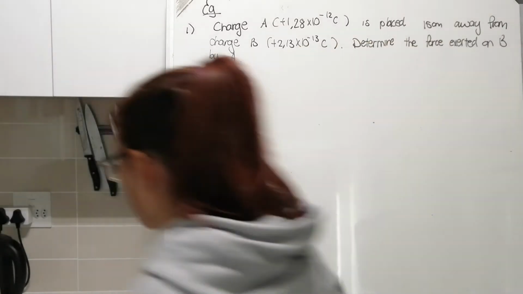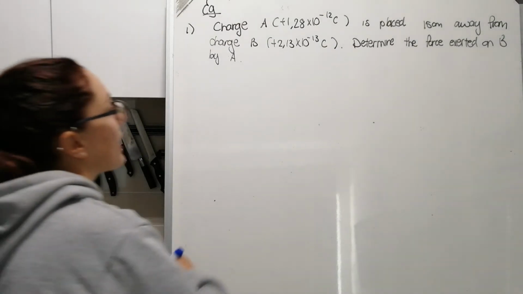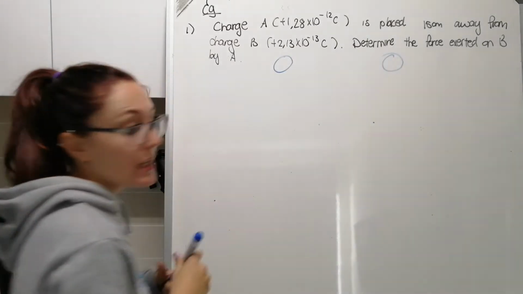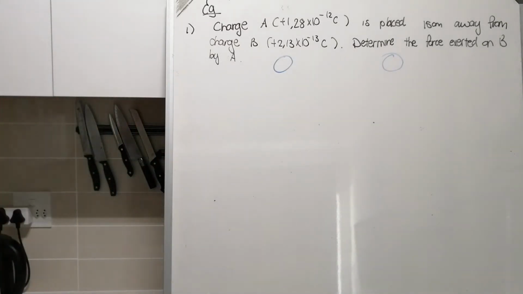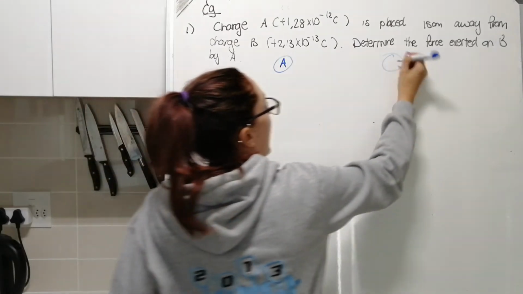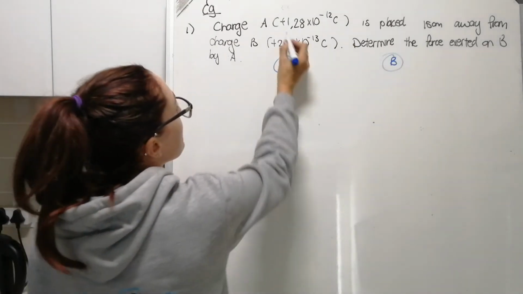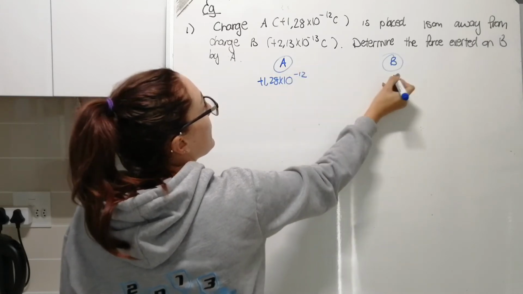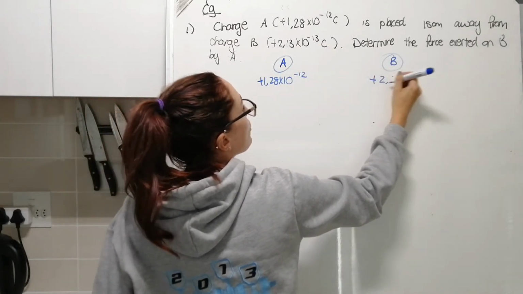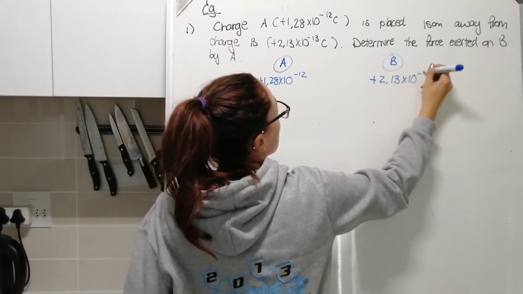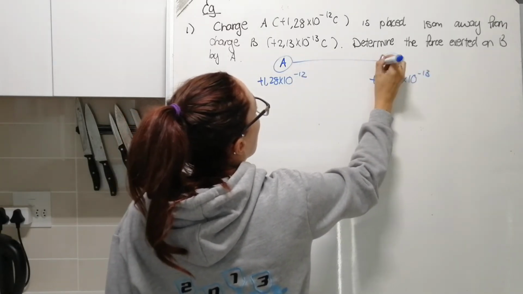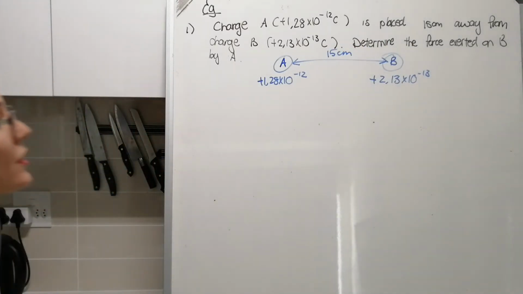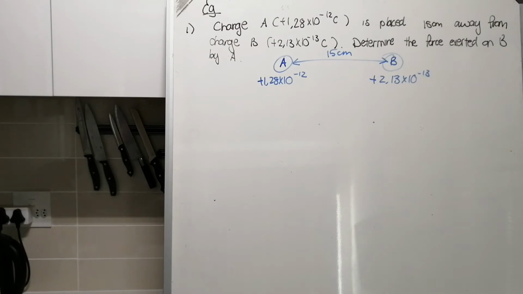So in your notes, I have not drawn a little diagram of it, but I'm going to draw it here because I am visual and it helps me to understand the question. So there's my A and B. A has a charge of plus 1,28 times 10 to the negative 12. B has a charge of plus 2,13 times 10 to the negative 13, and they are a distance of 15 centimeters apart, and we want to determine the force exerted on B by A.